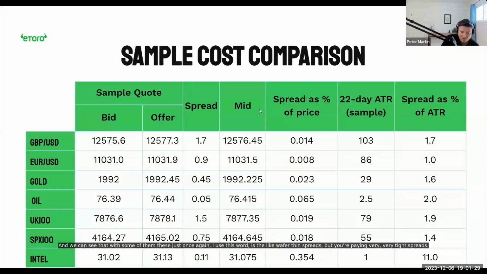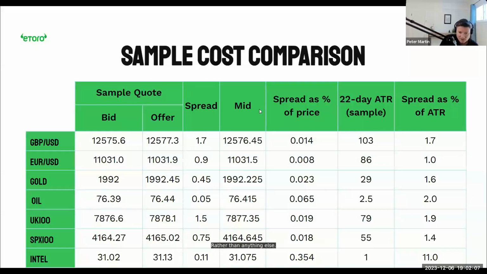We can see that with some of them, once again I use this word, they're wafer-thin spreads, where you're paying very, very tight spreads. It's tight, 1% of what it would move on average in a day. So it's very easy to make that spread back in a heartbeat. Something like Intel is a little bit less cost effective in terms of spread, but that's just the nature of the beast. The indices and the FX have incredibly tight spreads. And really on something like Intel, that's a very competitive spread because it's a market spread, part of the inherent market rather than anything else.